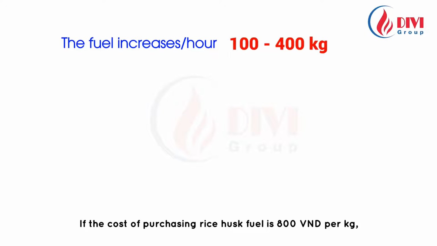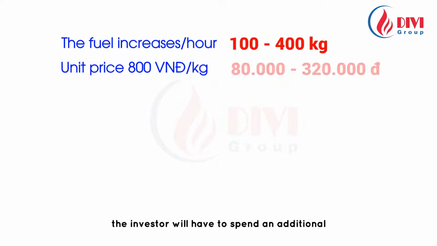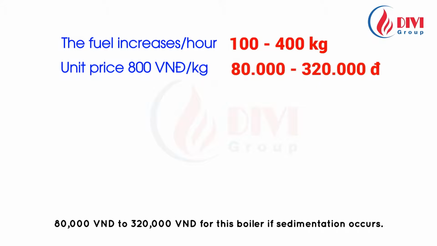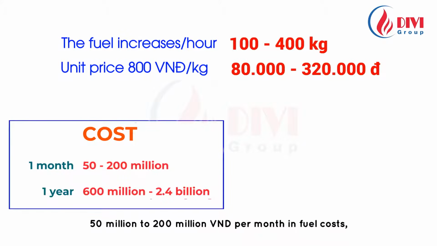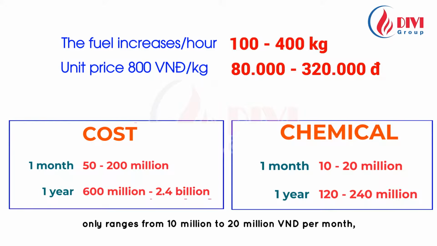If the cost of purchasing rice husk fuel is 800 VND per kilogram, then in 1 hour, the investor will have to spend an additional 80,000 VND to 320,000 VND for this boiler if sedimentation occurs. Thus, the investor will lose about 50 million to 200 million Vietnamese dongs per month in fuel costs, equivalent to 600 million to 2.4 billion VND per year. Meanwhile, the cost of water treatment for the boiler only ranges from 10 million to 20 million VND per month, equivalent to 120 million to 240 million VND per year.